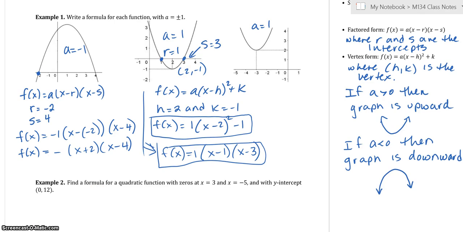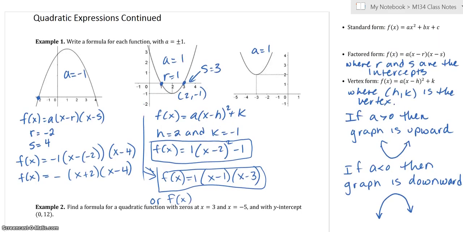If you multiplied this out, let's go ahead and multiply this out and put it in what we call standard form. If we write this in standard form, we would FOIL this out and get x squared, minus 3x minus 1x, which is minus 4x, and then plus 3. If you multiply the vertex form out, you're going to get the same thing as well, because you would get x squared minus 4x plus 4, but you have that minus 1, which gives a plus 3. So that is a fine answer as well.